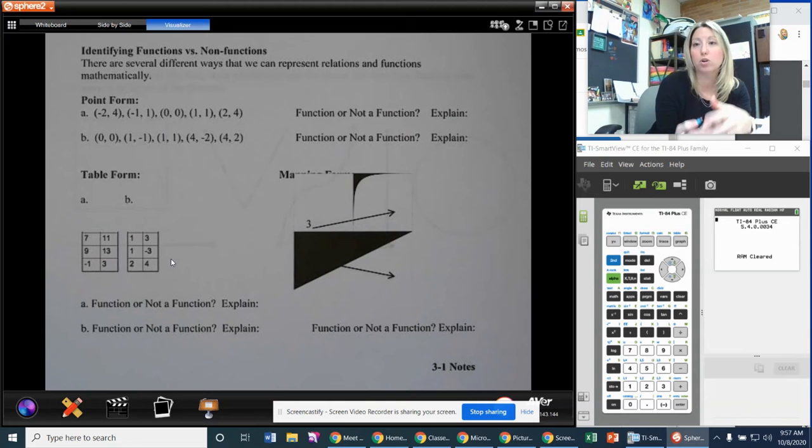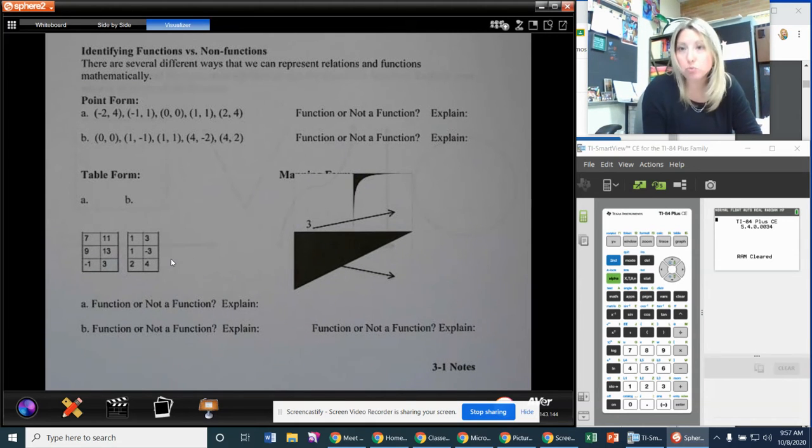And each time we're going to explain that so we really get it in our heads that this is either the X values are repeated or they're not. If the X values are repeated, this relation is not a function. If the X values are not repeated, this relation is a function. And that's the bottom line. And so that's what we're going to work on here.